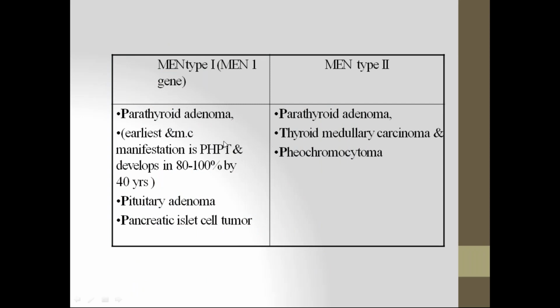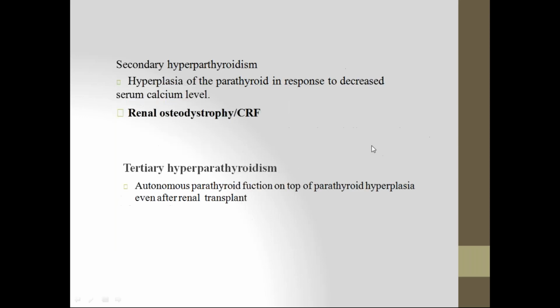MEN1 and MEN2. MEN1 means parathyroid adenoma, pituitary adenoma, and pancreatic islet cell tumor. So MEN1 syndrome includes parathyroid adenoma, pituitary adenoma, pancreatic islet cell tumor. MEN2 includes parathyroid adenoma, medullary thyroid carcinoma, and pheochromocytoma.